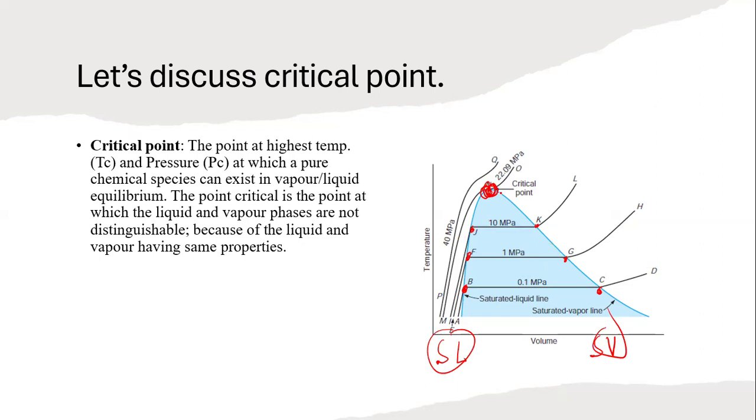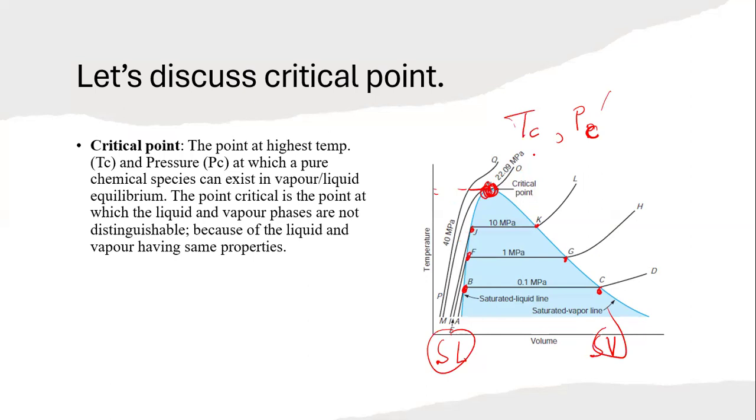So at the critical point, we have what we call the critical pressure and the critical temperature. So 22.09 megapascals is called the critical pressure for water. And then the temperature over here will indicate the critical temperature for water as well.